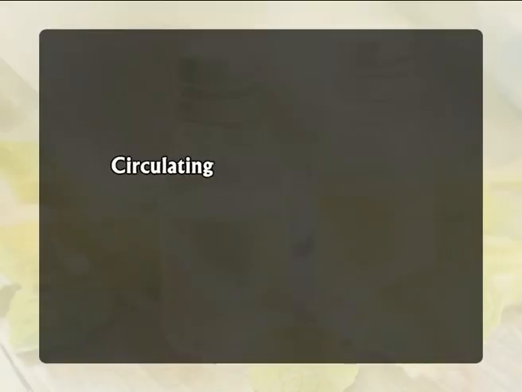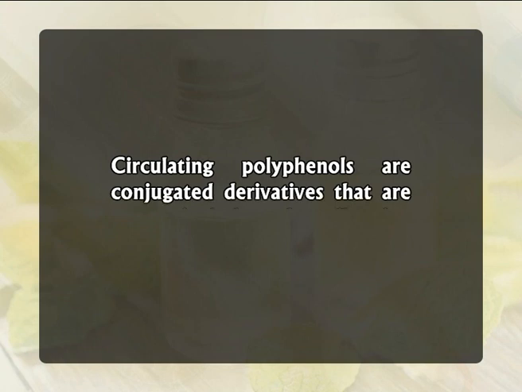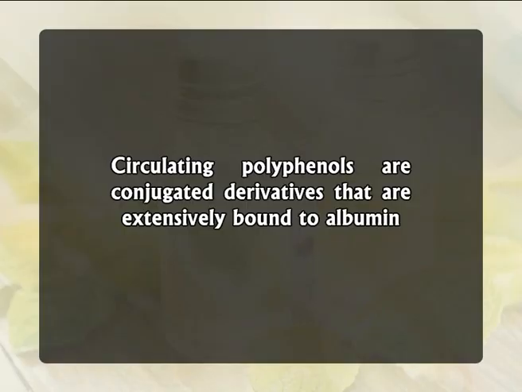The conjugation mechanisms are highly efficient and aglycones are either absent in blood or present in low concentrations after consumption of nutritional doses. Circulating polyphenols are conjugated derivatives that are extensively bound to albumin. Polyphenols are able to penetrate tissues, particularly those in which they are metabolized, but their ability to accumulate within specific target tissues needs to be further investigated.